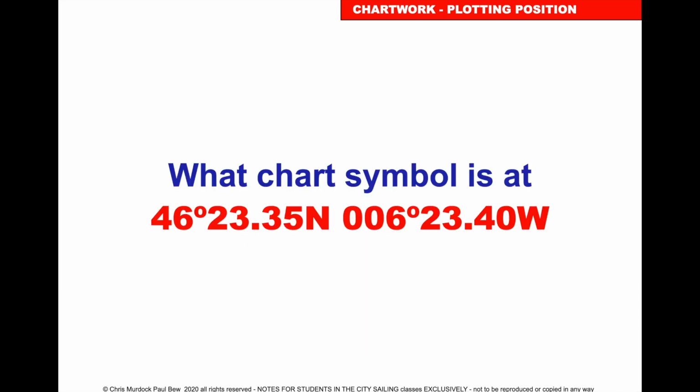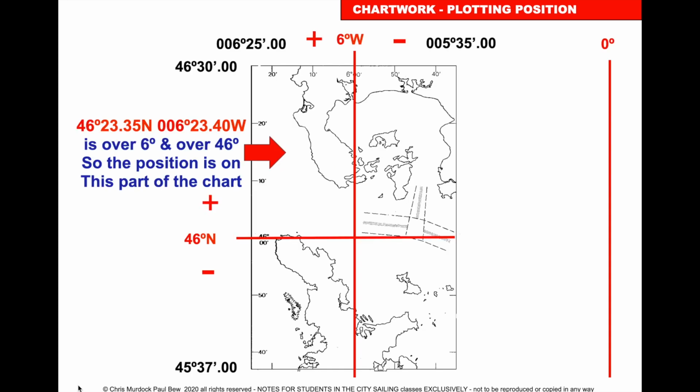So the question we want is, what chart symbol is at the position 46 degrees 23.35 minutes north and 006 degrees 23.4 minutes west. So we know it's north of 46 degrees and west of 6 degrees. So if we look at our chart, we know it's north of the 46 degrees and we know it's west of the 6 degrees. So we know it's going to be in this part of the chart.